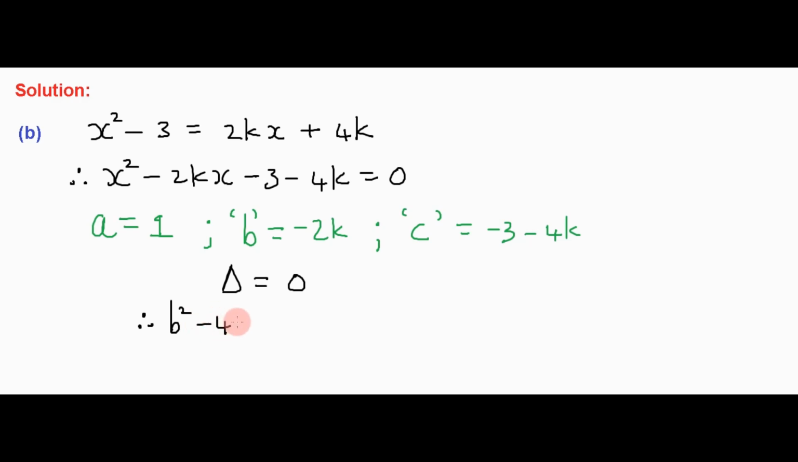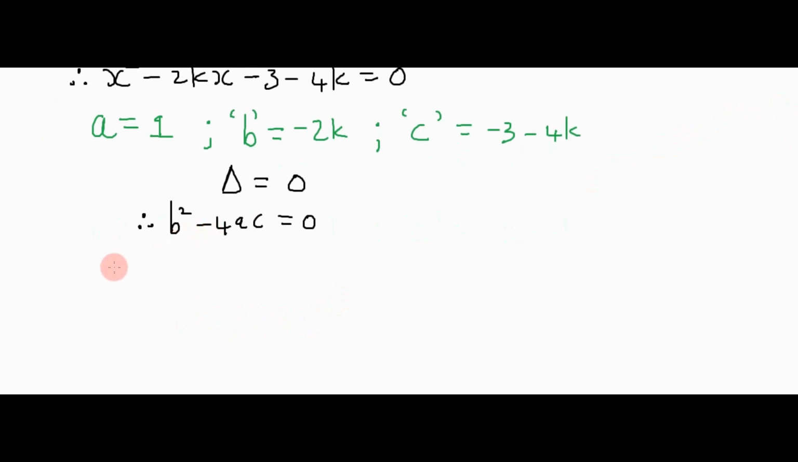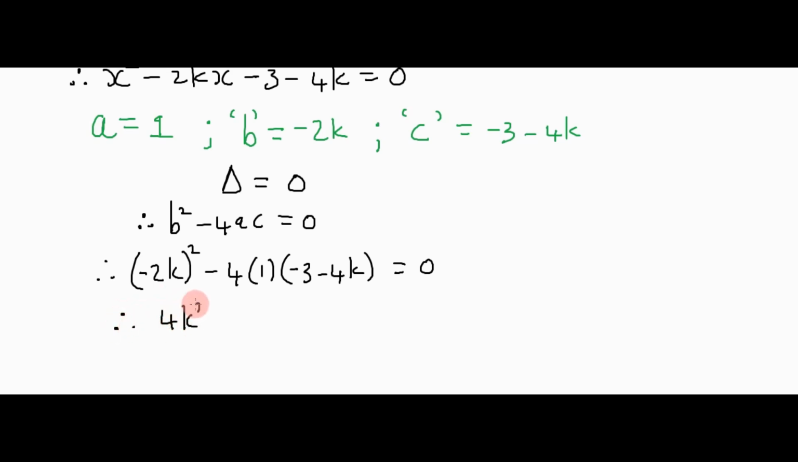So b squared minus 4ac will equal 0. Now we can substitute in the values of a, b, and c. So b squared will be negative 2k all squared. A is 1. And c is negative 3 minus 4k. We can simplify. So we get 4k squared when we square the negative 2k. Then a minus times a minus is a plus. And 4 times 3 is 12. Then we're going to get plus 4 times 4k is 16k.